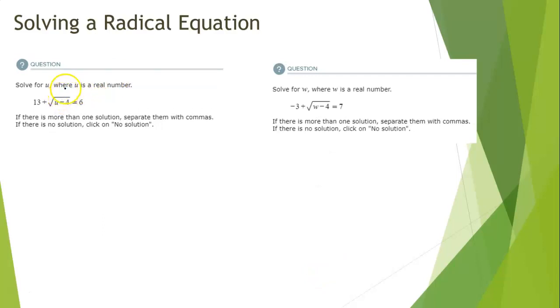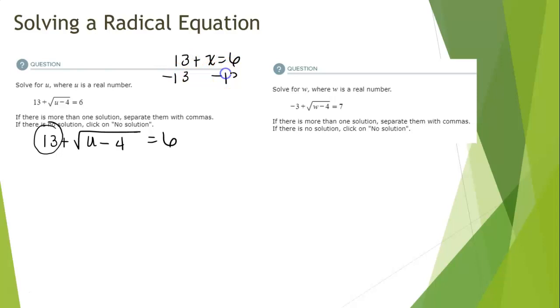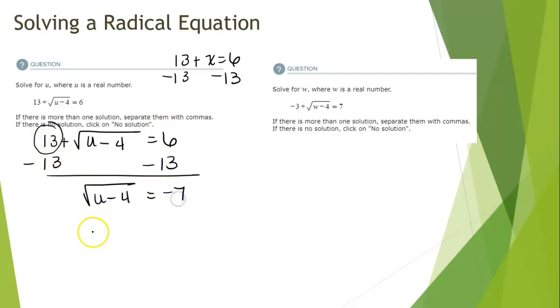Now, this one's a little different than what we've looked at before. Take a minute, see if you can recognize what's different about this problem compared to what we just did. What you should have noticed is there is a number on the outside of the radical. We want to get rid of that number on the outside of the radical. So for example, if I had 13 plus x equals 6, we would start by subtracting 13 from each side. It's the same idea here. We want to isolate that square root. So we get the square root of u minus 4 equals negative 7.